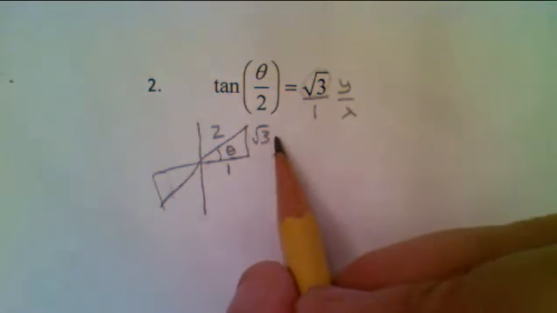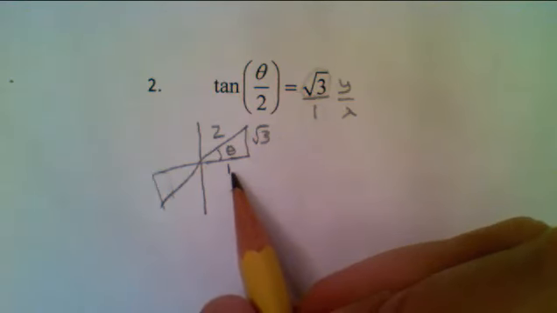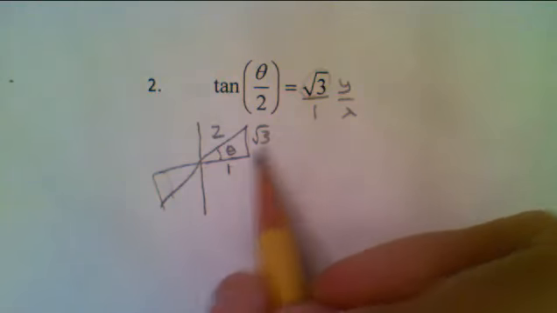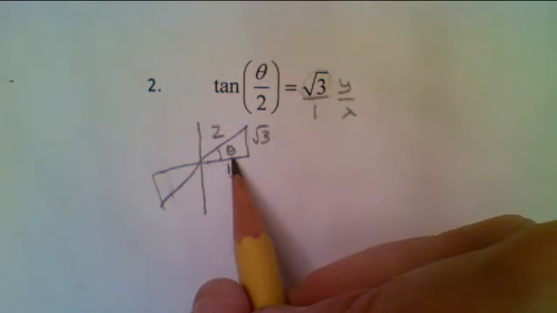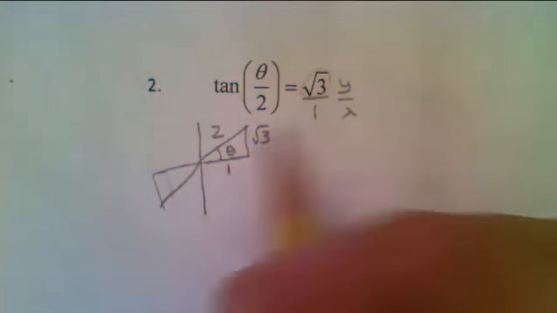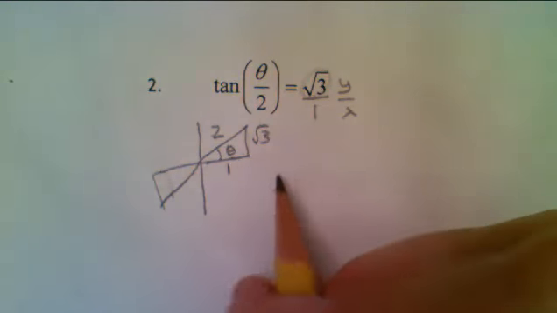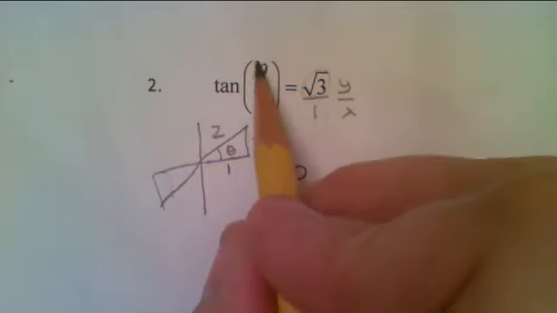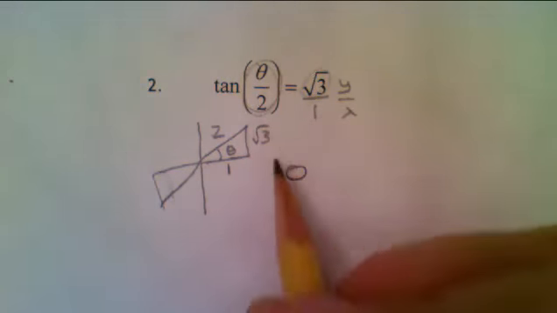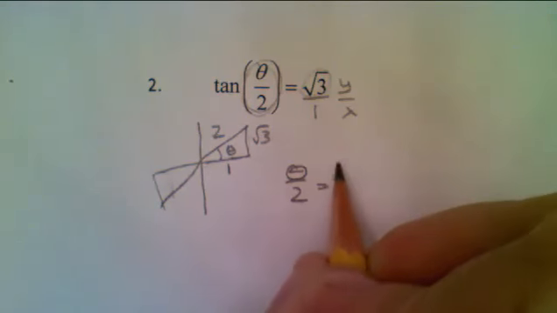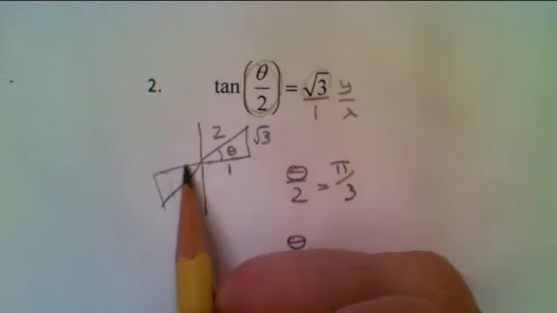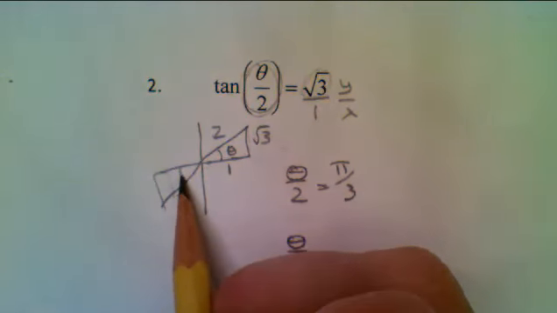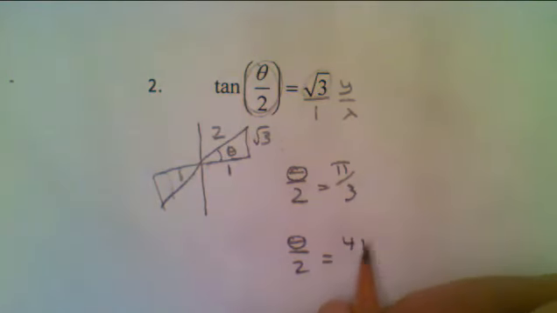But if you draw it with a tangent of radical 3 over 1, now I see that the cosine is 1/2 and the sine is radical 3 over 2. So now I ask, what angle is it where the cosine is 1/2 and the sine is radical 3 over 2? That would be a reference angle of pi over 3. So remember, this angle, theta over 2, is equal to pi over 3, or in this quadrant, if my reference angle is pi over 3, that would be 4 pi over 3.